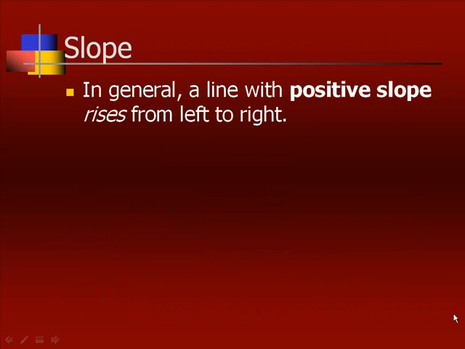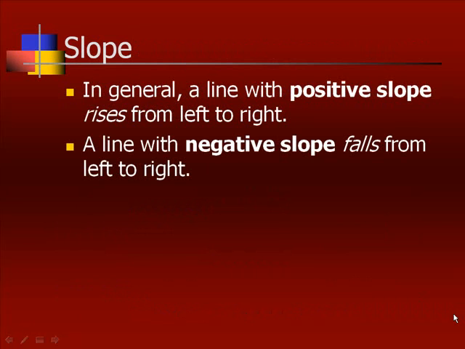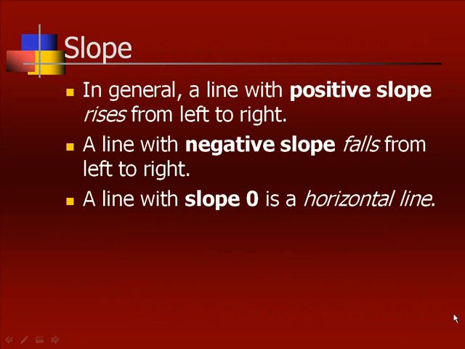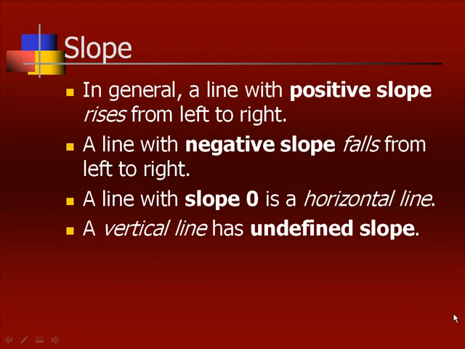So, a line with positive slope rises from left to right. A line with negative slope falls from left to right. A line with a slope of 0 is a horizontal line, and a vertical line has undefined slope. If we are looking at a graph, always ask, does that line go up or down? In slope, you always look from left to right. So as the line goes from left to right, it's going up. Therefore, that is a positive slope.